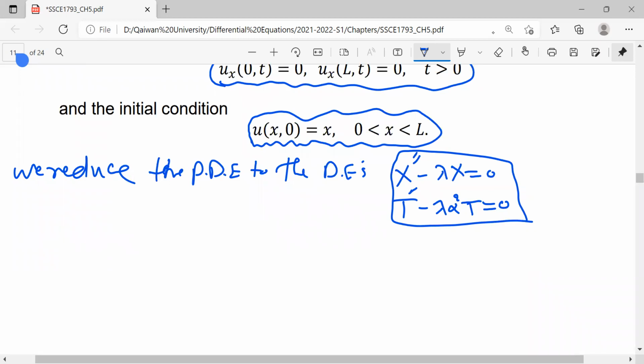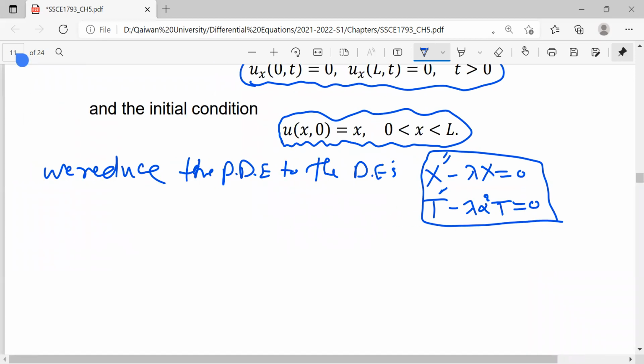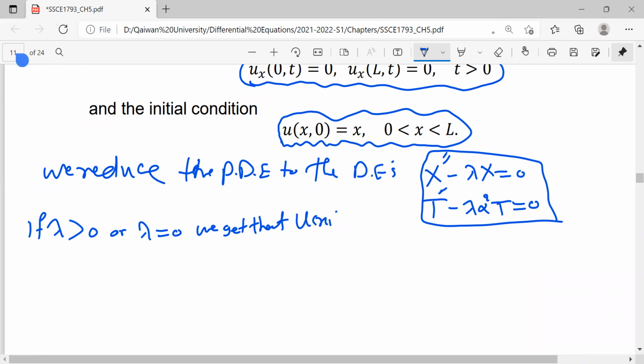Now we solve these differential equations, where we have 3 cases for lambda. So if lambda is greater than 0 or lambda is 0, we get that u of x,t is 0, which is a trivial solution.